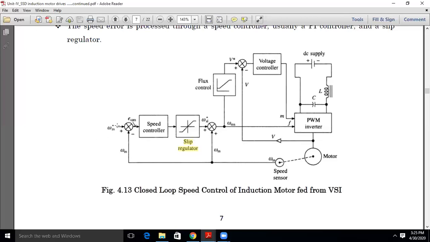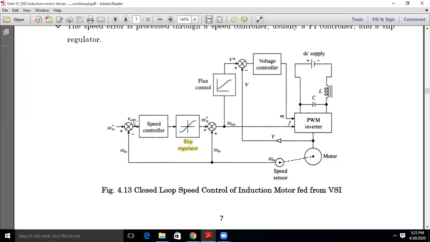If these two are not equal, there is some difference. So the required speed is different than the actual running speed. So it is again compared at this particular comparator, and based on these polarities, it will take the difference. Like omega m star minus omega m, that will become speed error. Whatever the e omega m is there, it is called the speed error.